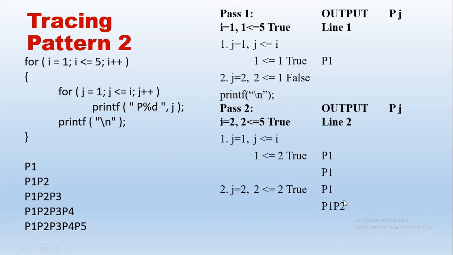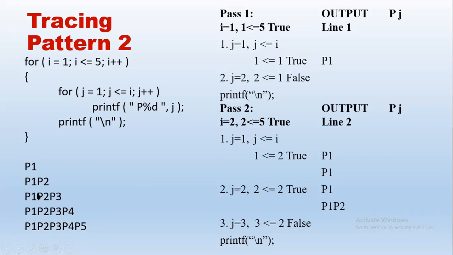Now J becomes 3. 3 less than equal to I is 2. So 3 less than equal to 2, condition false. So inner loop completes and we have slash n. So until pass 2, we have printed the first 2 lines, right? So that is what we observe here. Next, we have to print the third line.